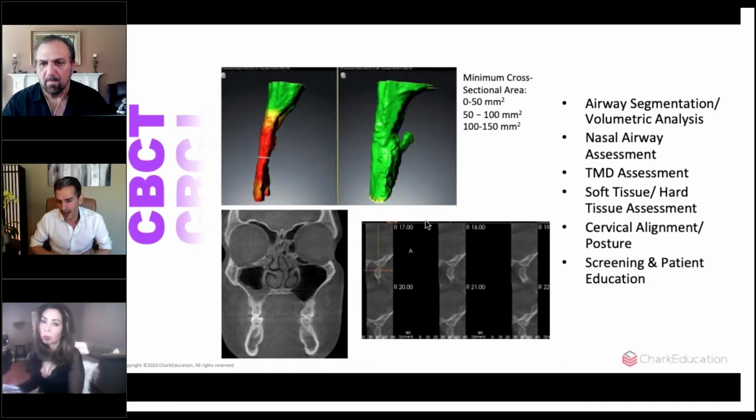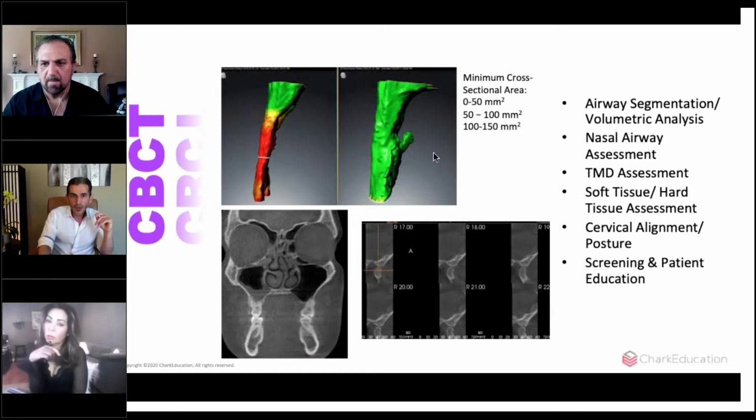What do we use our 3D imaging for? I do have a picture of the airway on the top left. I'm going to come back to that because that is one of the very hot topics, but not so hot topics in sleep. And I want to make sure I'm clear on that. But before we get into the airway segmentation and volumetric analysis, there's a lot of other things that we use our CBCT for. Number one is actually patient communication.